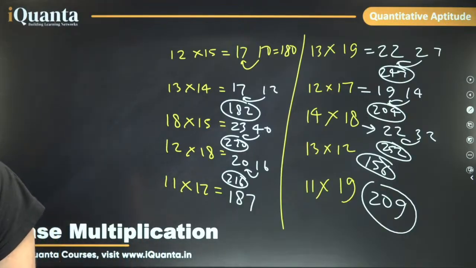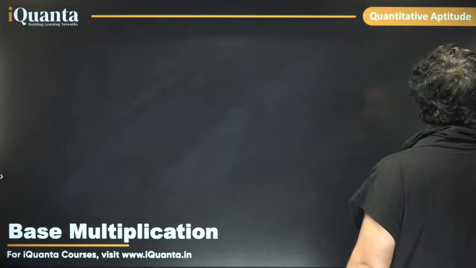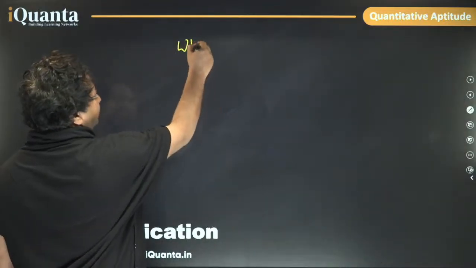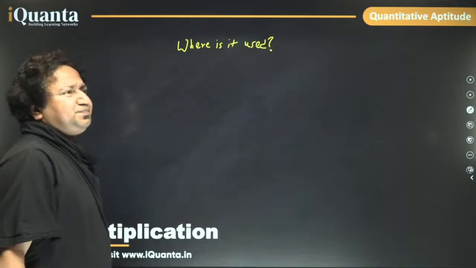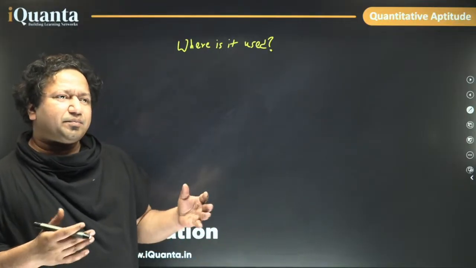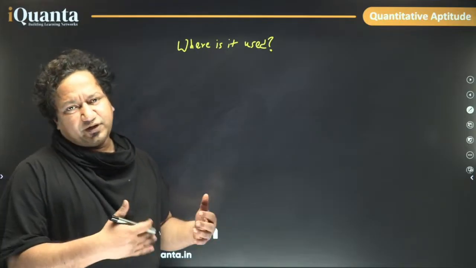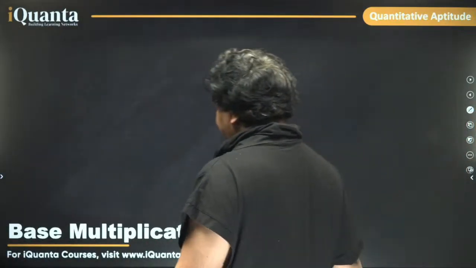Perfect. So we can do these things in a very quick manner. Now the question arises, where is it used? Obviously, when you need to multiply numbers, this will be used, but this is a very simple, very common thing which happens with questions of profit, loss and discount. It will be used over there. Let's see how. But before that, we'll solve base 20.